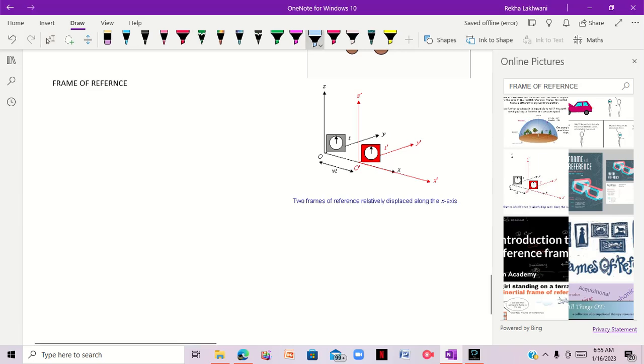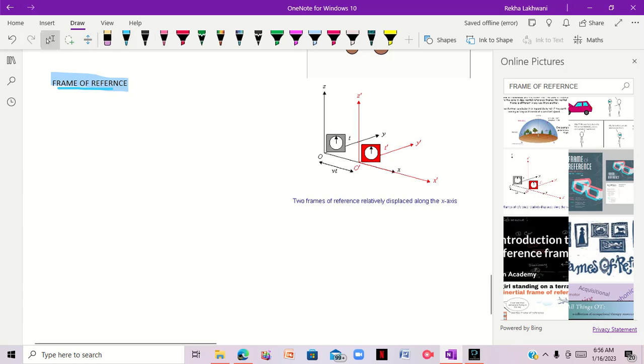So basically today we will talk about frame of reference. It's not included in the syllabus, but actually many questions are asked from this topic, which is frame of reference in this chapter. It's quite important to study this. So today we will start frame of reference.